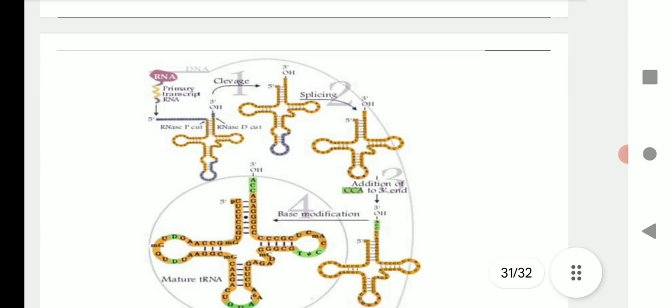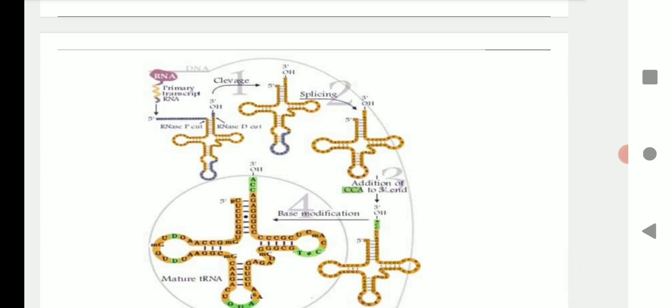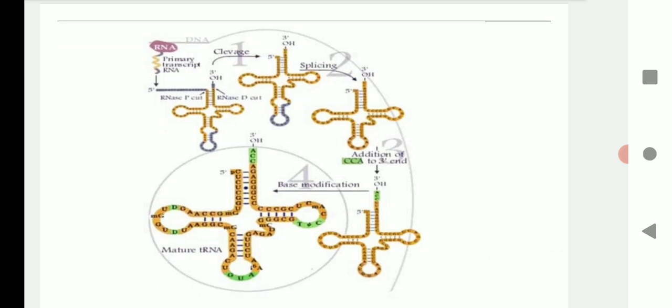Then, in the fourth step, the CCA terminus is added to the 3' end of the eukaryotic tRNA. Normally this CCA terminus is absent in the prokaryotic tRNA. Once this is added, base modification takes place, and we can see the guanosine residue is methylated at the DHU arm and thymine is added in the T pseudouridine arm. Modification of the bases takes place, methyl adenosine formation in the TUC arm, and thymine is added. Pseudouracil is also added to the TUC arm and we can see the anticodon arm. And this mature tRNA consists of all these things with the CCA terminus at the 3' end.